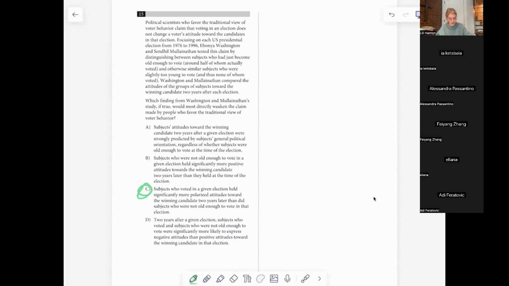So here the answer is C. The claim is that the traditional view is that voting doesn't change your attitude towards the candidate. So say you vote for Biden, that would suggest that you won't change your opinion of Biden during his time in office because you voted for him, right? So we need to weaken the claim of the traditional view, so that you vote for Biden and then you wait 2 years and you're still happy about it.